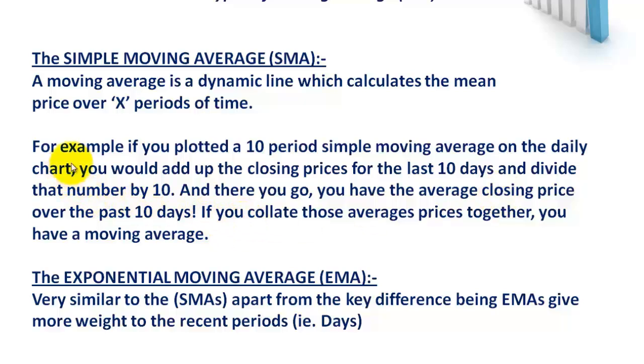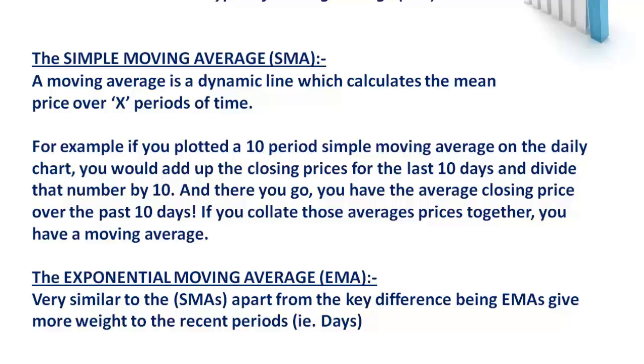But in the example here, if you plotted the 10-period simple moving average on the daily chart, you would simply add up the closing prices for the past 10 days and divide that number by 10, and there you have it. You have the average closing price over the past 10 days. And if you collate these average prices together, you will have a moving average, and that's exactly how they're formed. Very, very straightforward. There are lots of moving average combinations out there, hundreds, thousands.